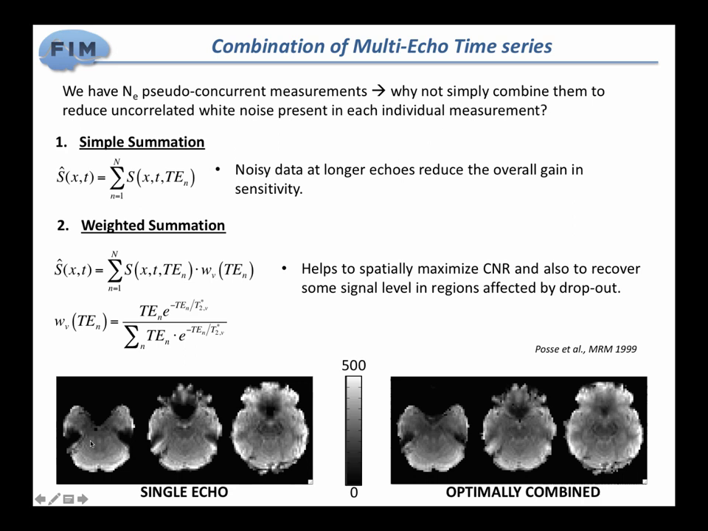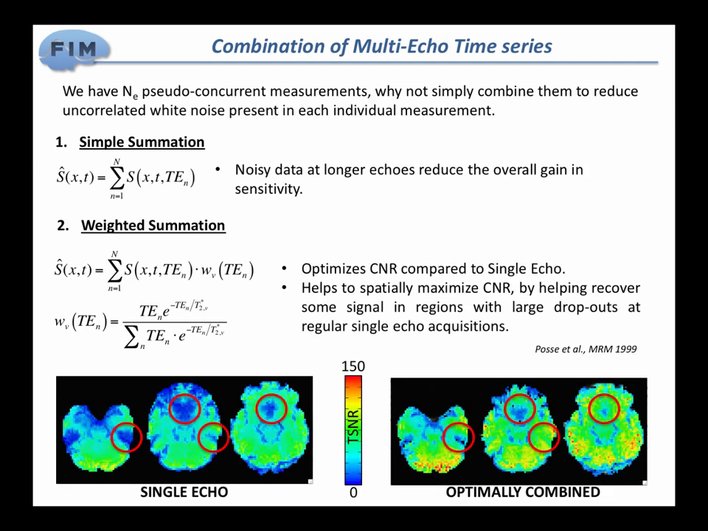Just that the static image looks better doesn't mean we got better data. So looking at things like temporal signal to noise ratio (TSNR) might be a better way to think about this. If we were to look at TSNR maps of the middle echo compared with the optimally combined echo, we can see very clearly how we have improved in these regions where we had dropout. Okay, everything clear so far?